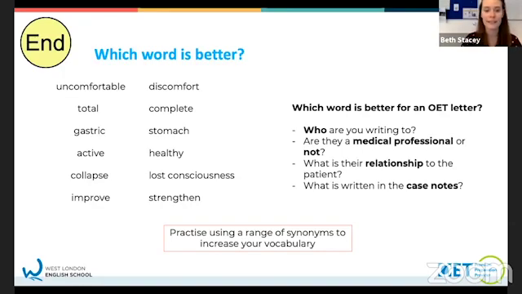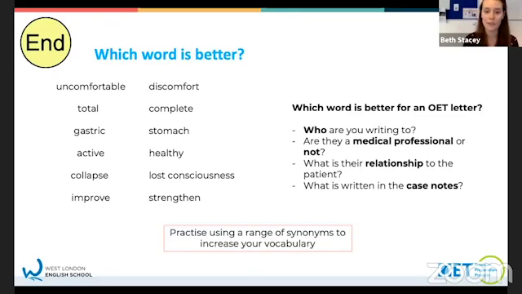And the reason that synonyms is something good to use is basically because by knowing a range of synonyms, it's going to increase your range of vocabulary. It will help you in the exam to recall things, recall words more easily. And that means that you'll be quicker at writing. And it all just comes down to practice.